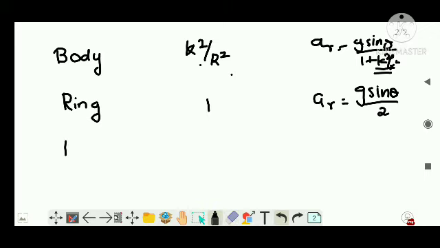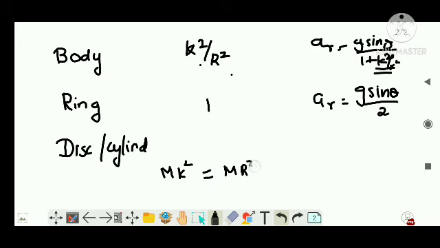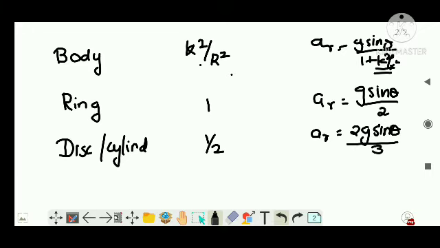Right. Similarly, you can look at the disc as well as the cylinder. Why? Both of them have moment of inertia as mr squared by 2, right? So equate mk squared to mr squared by 2. That means k squared is equivalent to r squared by 2, or I can say k squared by r squared is equal to 1 by 2, right? So k squared by r squared value is 1 by 2. If you put the value in a, you will get 2g sine theta by 3.